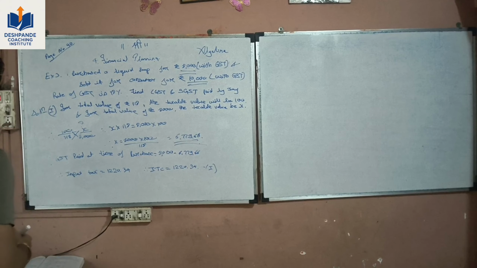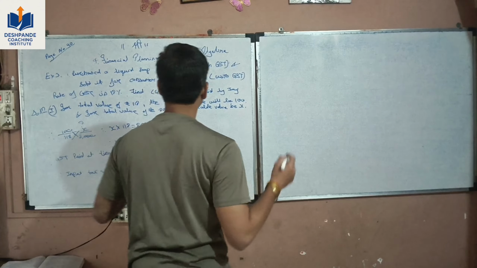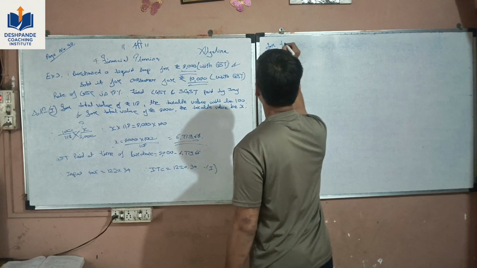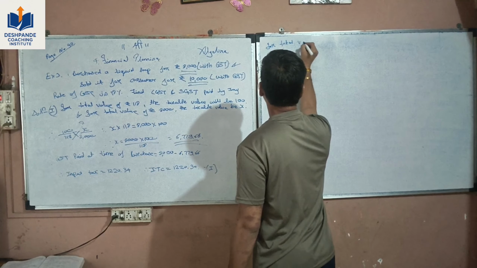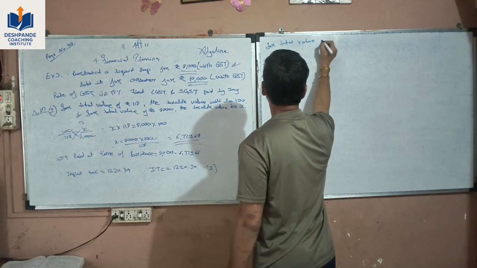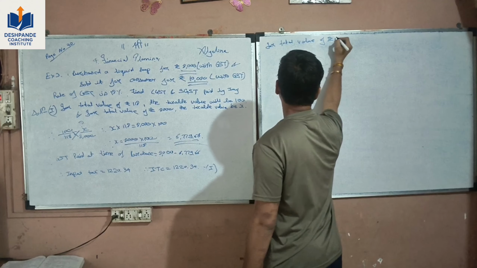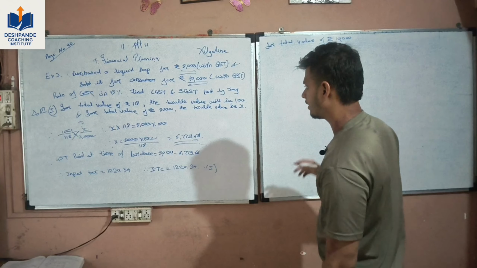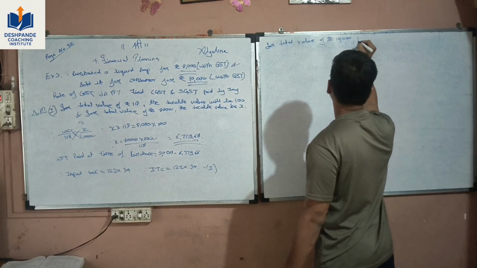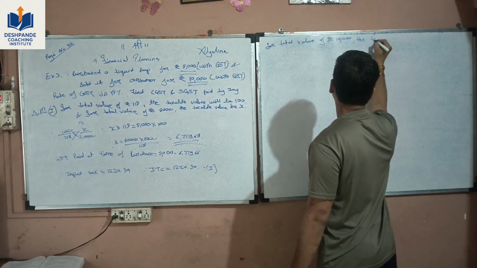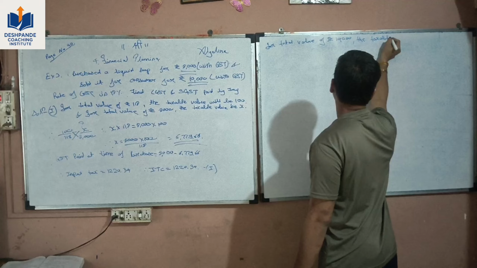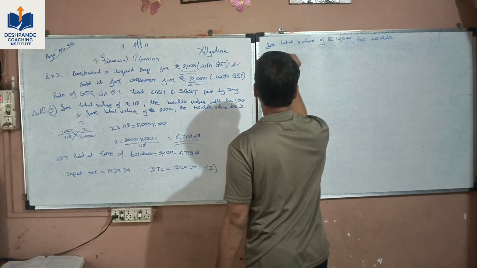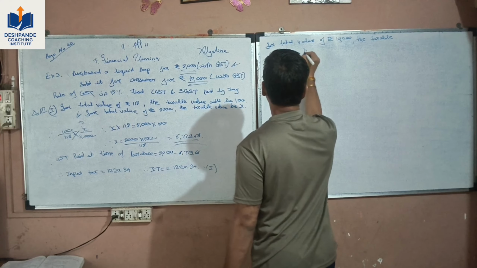So for a total value of rupees 10,000, I will write here. For a total value of rupees 10,000, the value including GST, let the taxable value be Y.